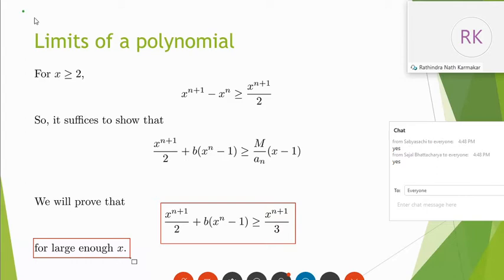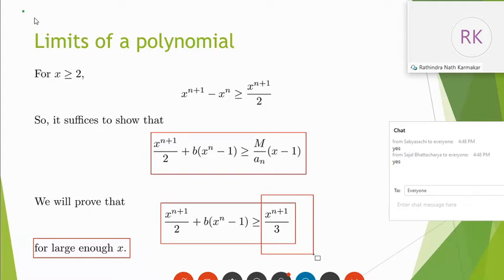I did not use calculus or real analysis here, but I'm just teaching you how the proofs of analysis and calculus generally go. So now that we have proved this, in order to prove this previous inequality, all we have to do is to prove that this x power n plus 1 by 3 is lower bounded by m by n times x minus 1 for large enough x.